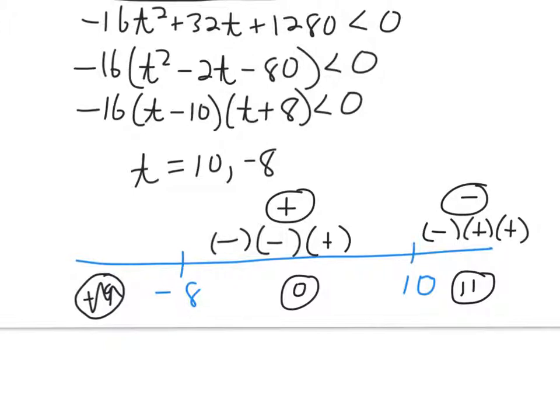And we're looking for when this is less than 0, so we want the negative answer. So it's everything from 10 seconds and to the right of that. It would not include 10 because there's no equality. So it would be t greater than 10 seconds.